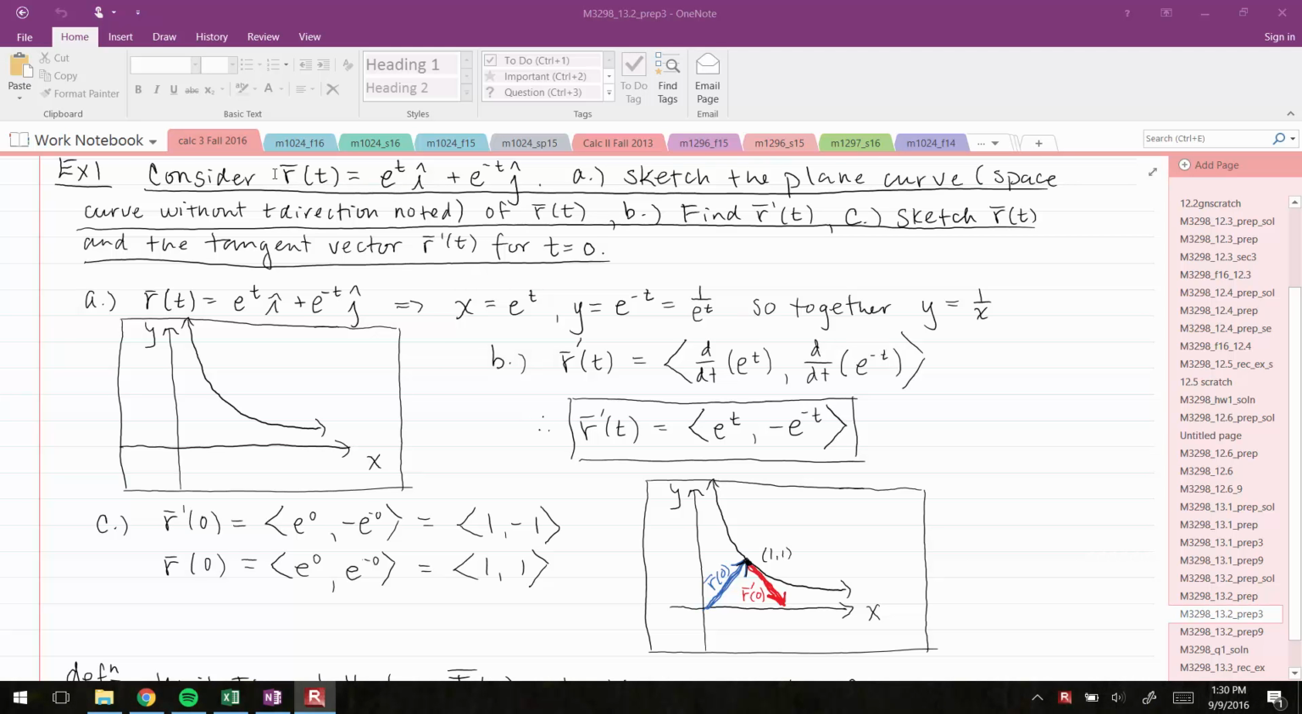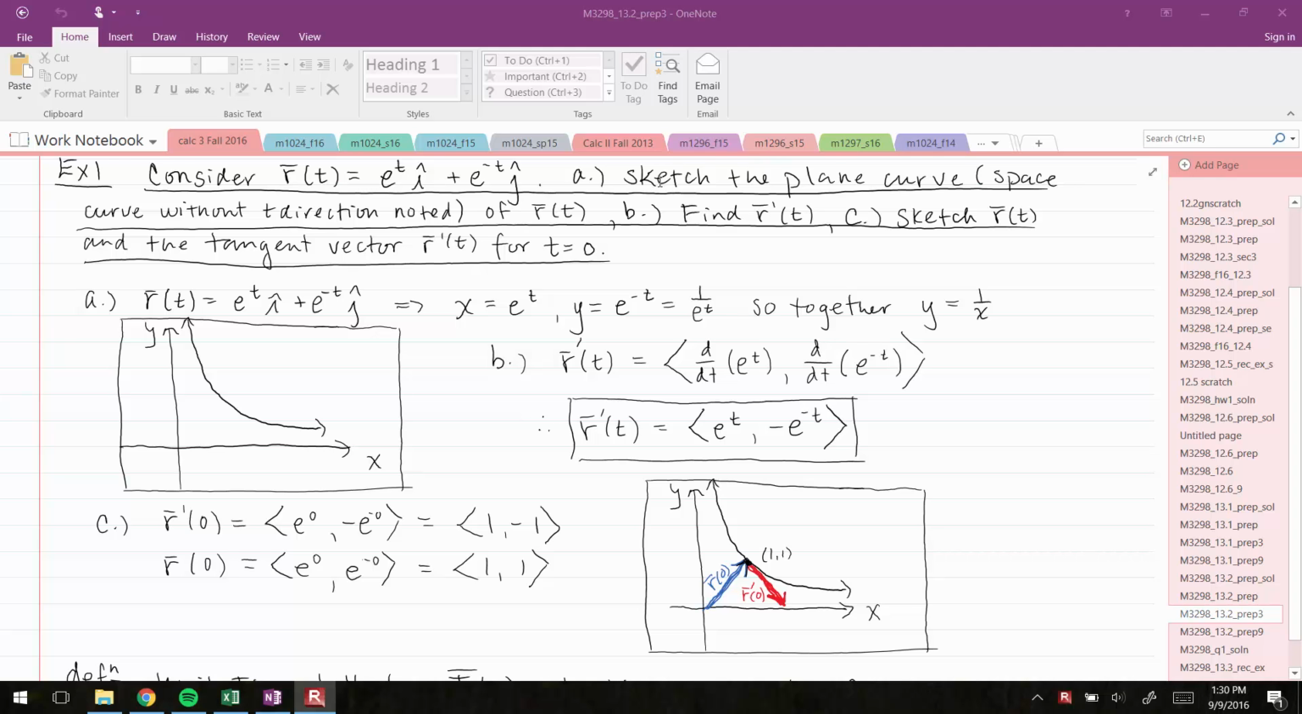When we have a vector function, r of t, given in this vector form, and we want to, as in part A, sketch the plane curve, you can think of it as a space curve in 3D. It could be a line, it could be a helix, it could be traced out in a three-dimensional world, but it is just a parametric equation of a line in 3D.